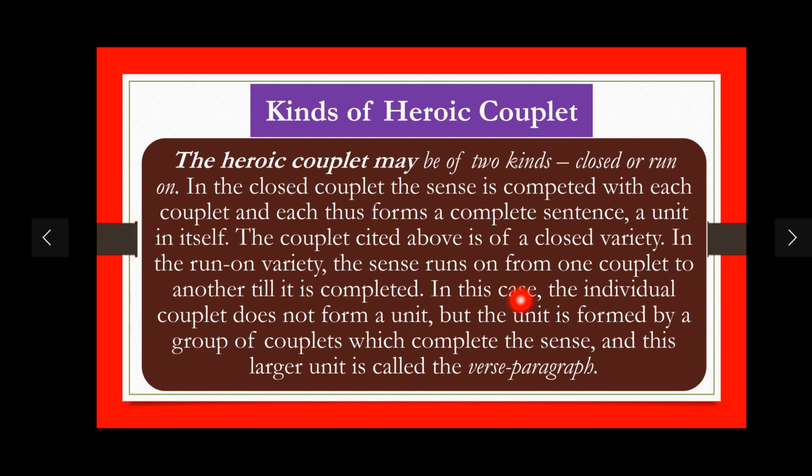I hope you got the point that we have two kinds of couplet. One is called close and one is called run-on. In close couplet, the sense is completed, just like a paragraph. While in run-on couplet, the sense is not completed. The idea or sense is shifted to another couplet and goes on until the sense is completed. So this is the overall idea behind the two kinds of couplet, close couplet and run-on couplet.